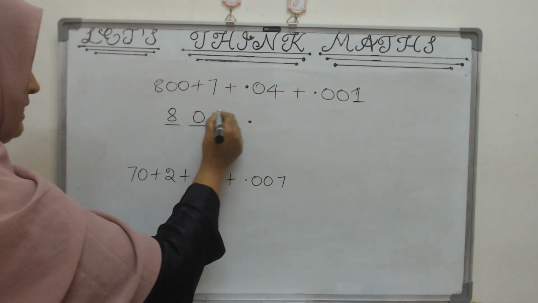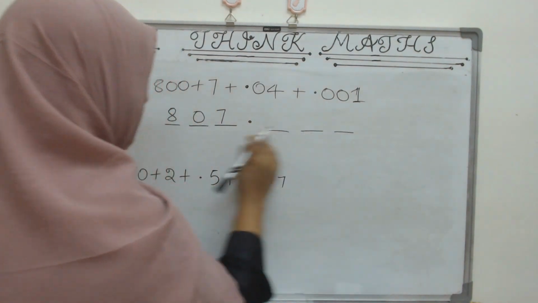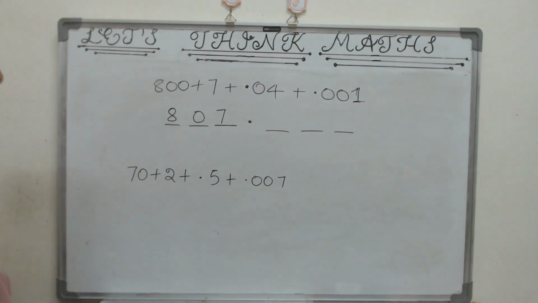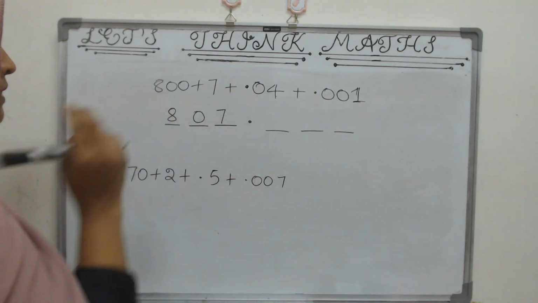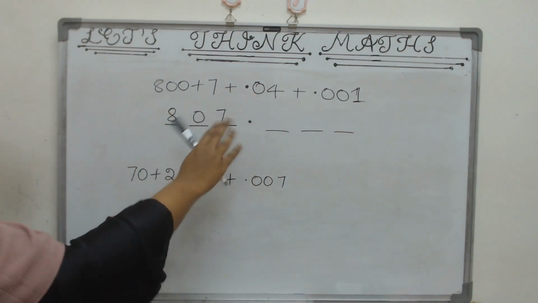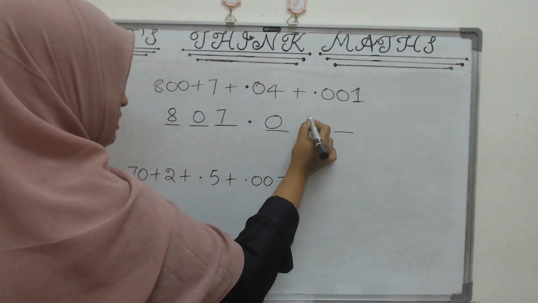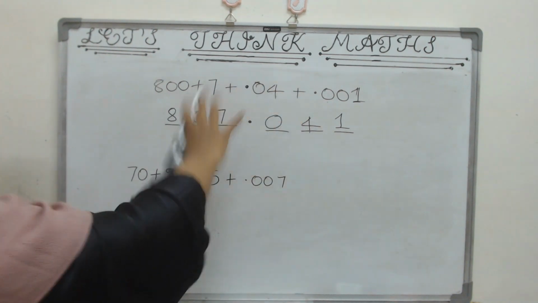There. What about its fractional part? Immediately after the decimal, what comes? The tenth part comes. But here what you have is the hundredth part. There is no mention of the tenth part, so it is 0. Hundredth part is 4. 1, 2, 3, thousandth part is this. This is the standard form of this decimal.